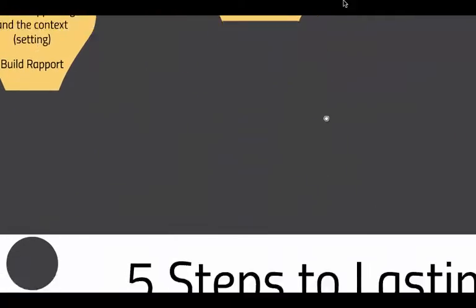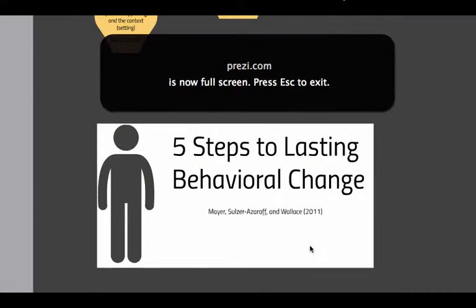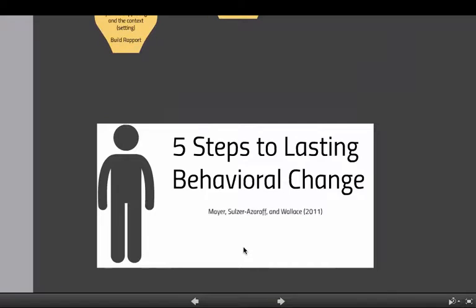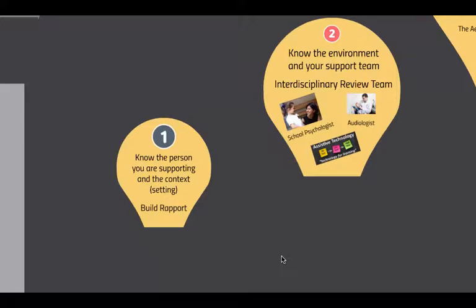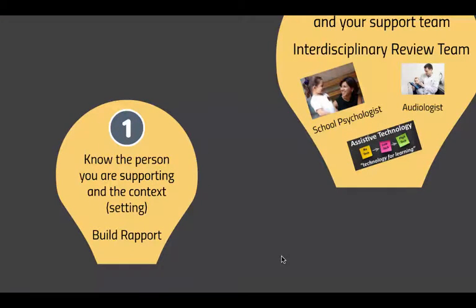And finally, I want to review some recommendations by a group of authors, Mayer, Salter, Asaroff, and Wallace. There are 5 steps to lasting behavioral change, and I think they're excellent recommendations. The first one is to know the person that you're supporting and know the context in which you're supporting the individual. And most of all, build rapport. Deliberately build rapport with the individual, and seek out guidance from your board-certified behavior analyst in terms of how you go about this process of building rapport.